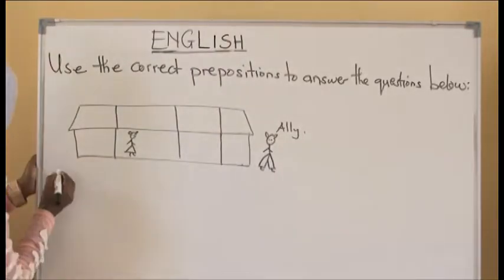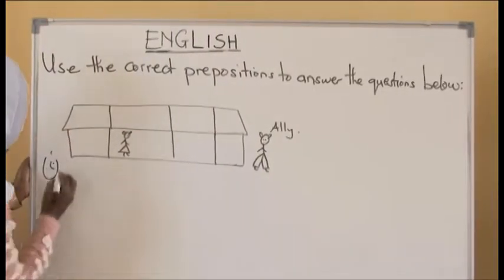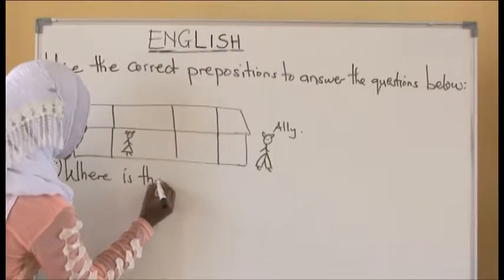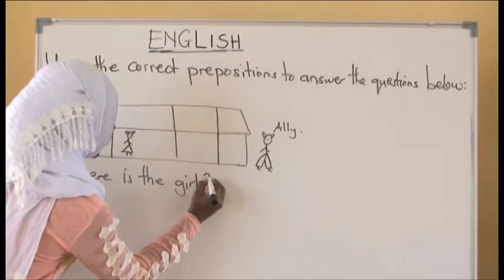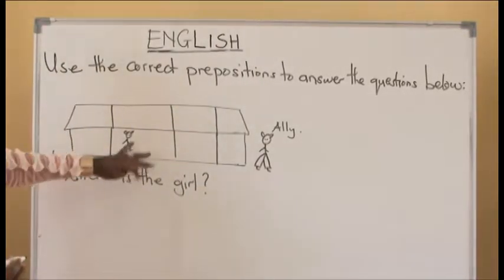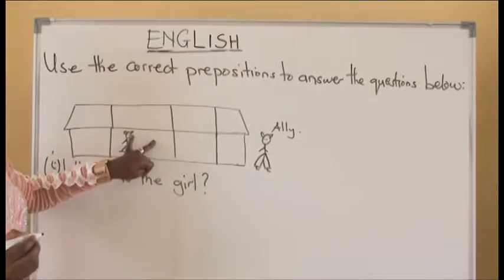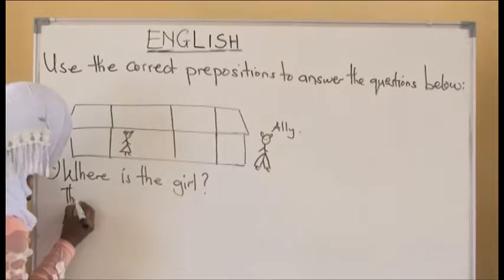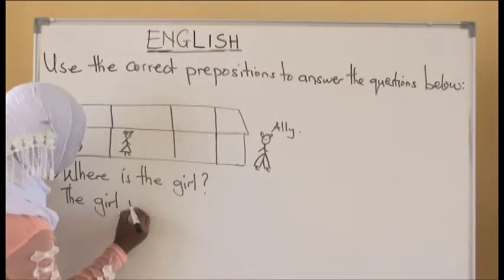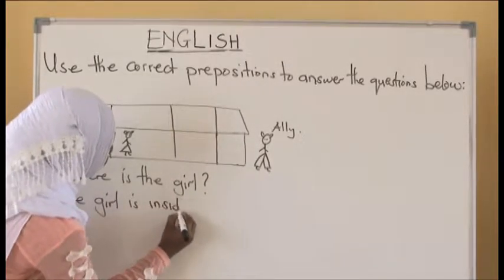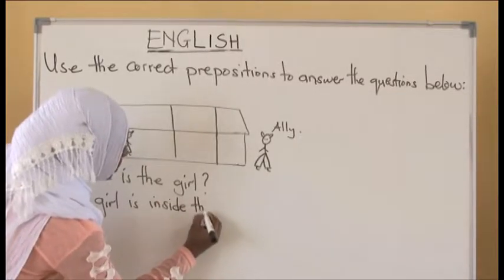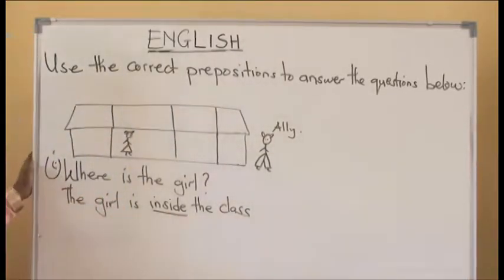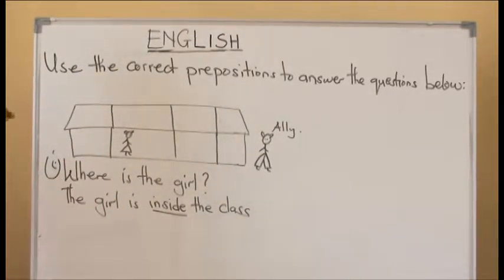Then question number 1 was asking, where is the girl? Because the girl here is in this class, inside the class, you are going to answer it like this. The girl is inside the class. This was the correct answer.